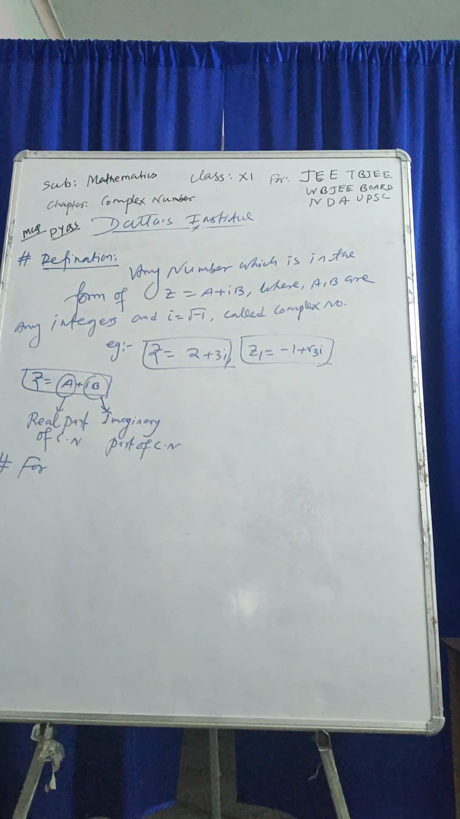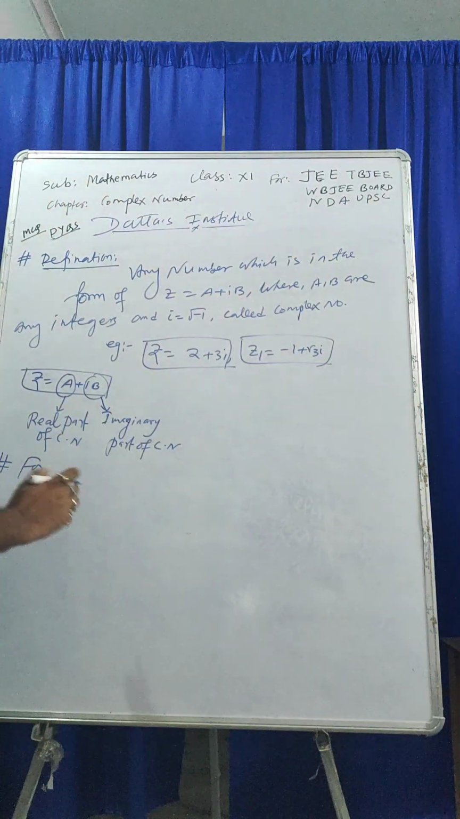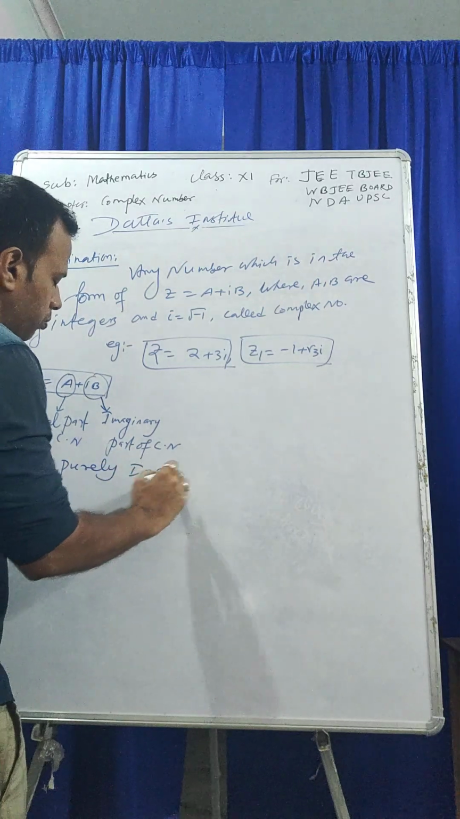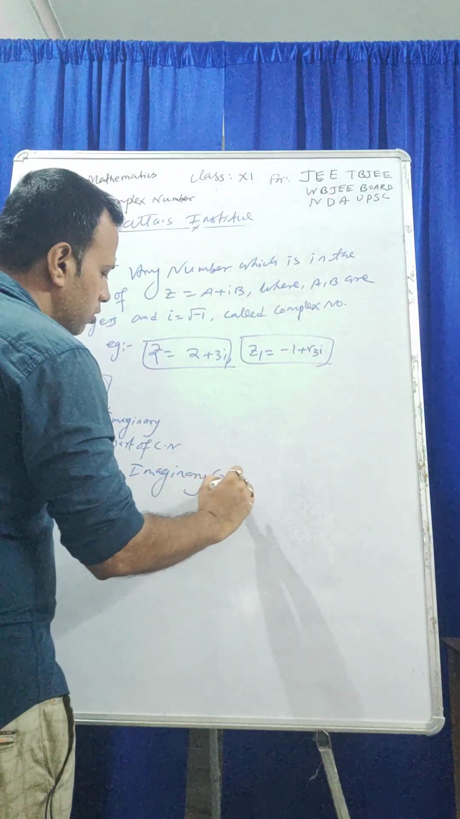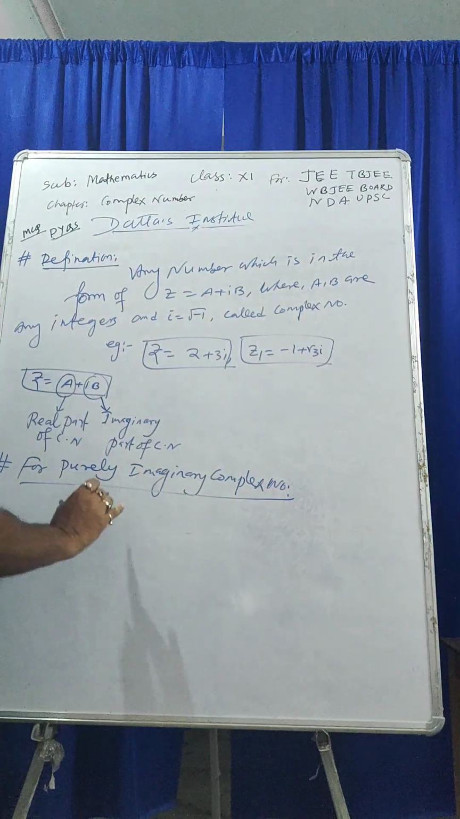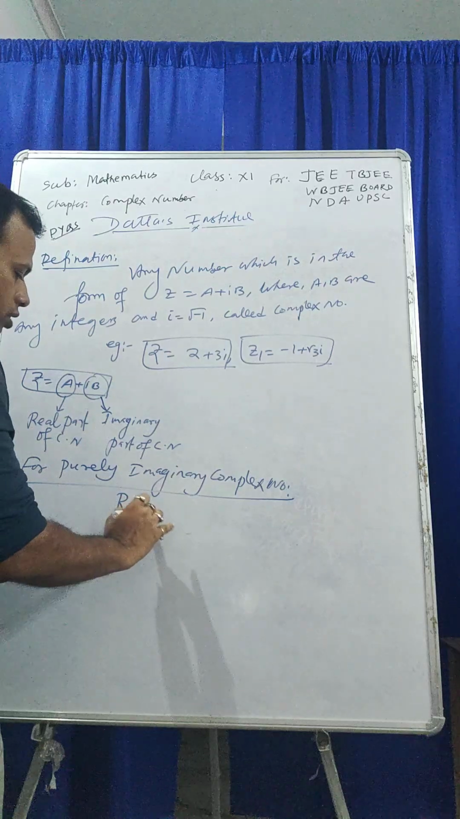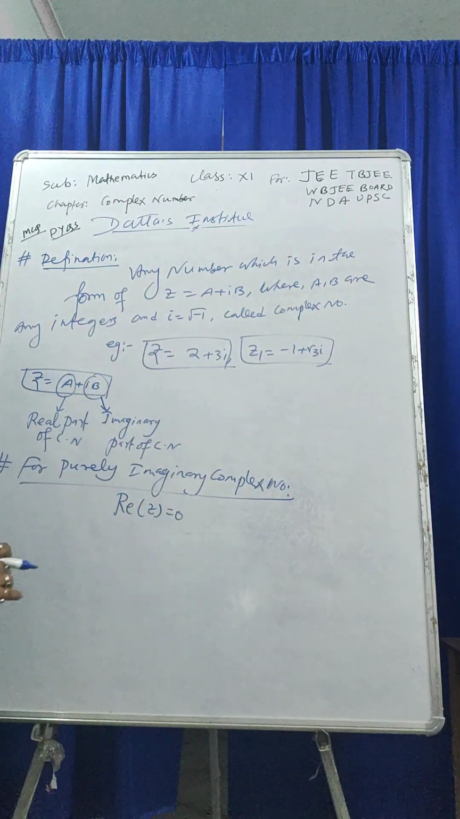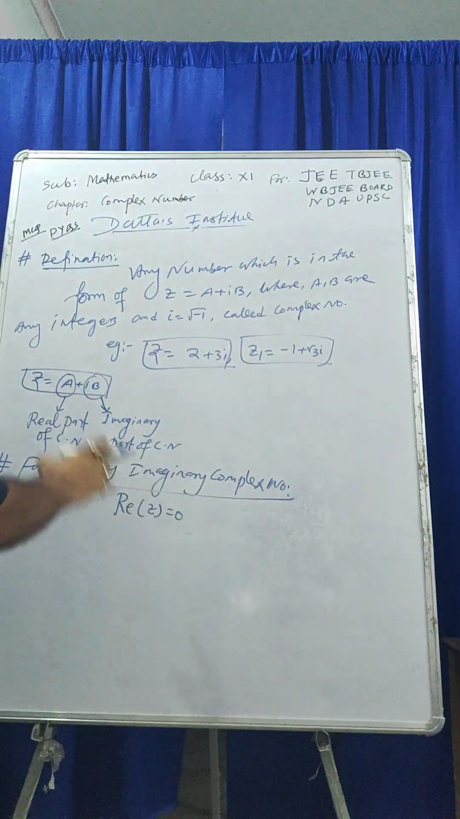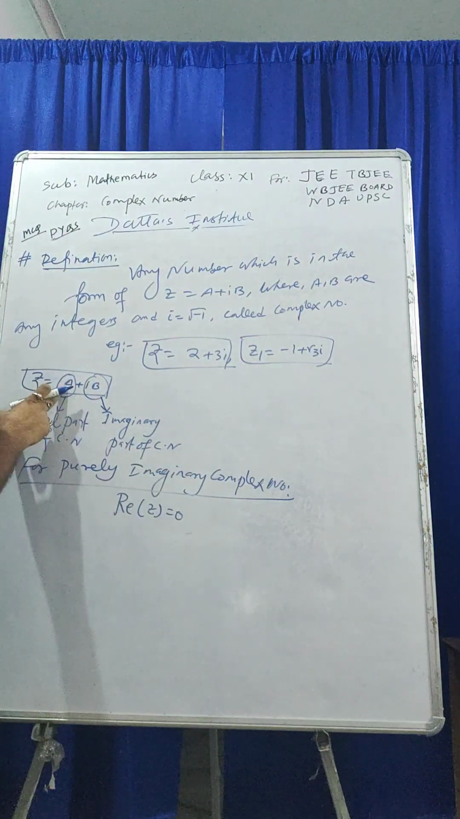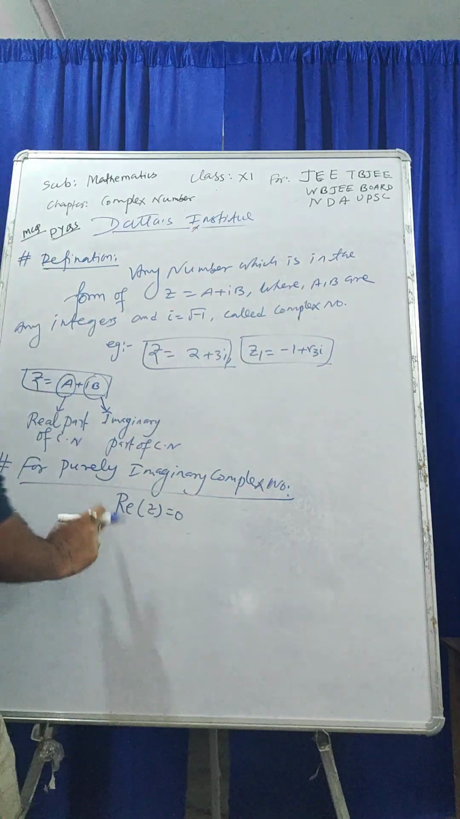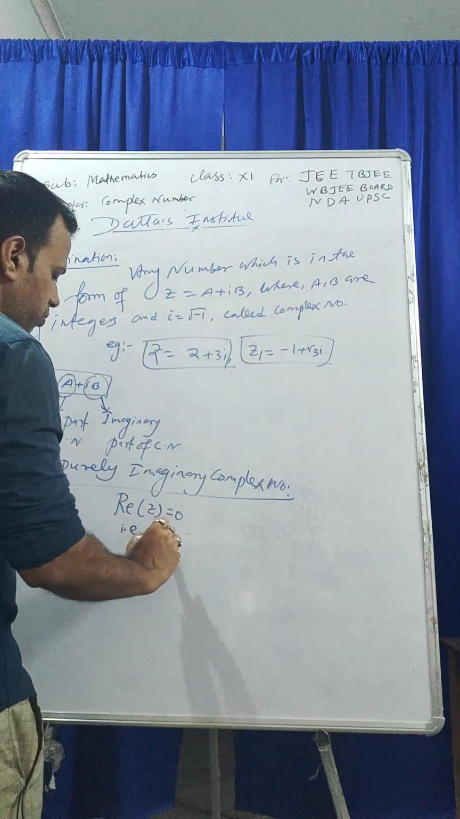Now there is one formula for a purely imaginary complex number. For a purely imaginary complex number, we have the condition that the real part of z will be 0. To become a purely imaginary complex number, that is, only the i part will be there, then this part, this one is the real part, so the real part of z must be 0. That is, a must be 0.